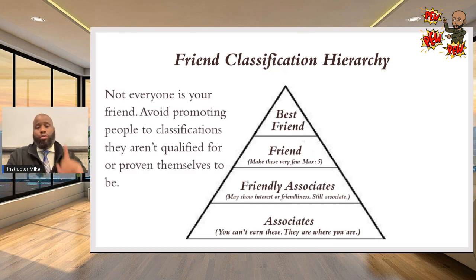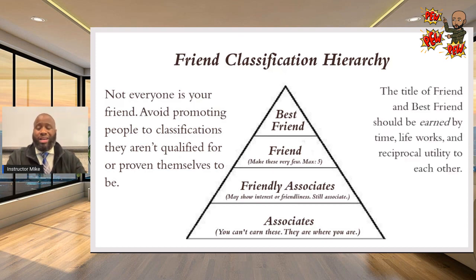Not everyone is your friend. Don't find that out the hard way. Avoid promoting people to classifications they aren't qualified for or proven themselves to be. The title of friend and best friend should be earned by time that you all have known each other, life works, things that you have worked in and of yourselves, right? And then collectively, and reciprocal utility to each other. What is utility? Look it up. It's usefulness, resources, right? Not you always giving and not getting, right? But reciprocal utility to each other.